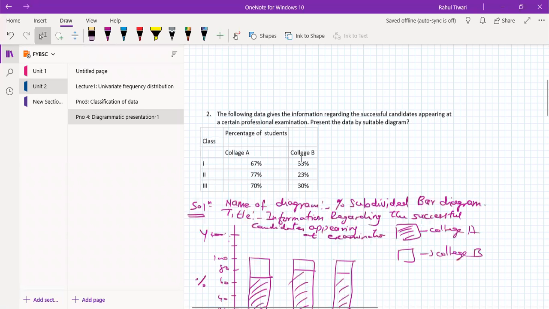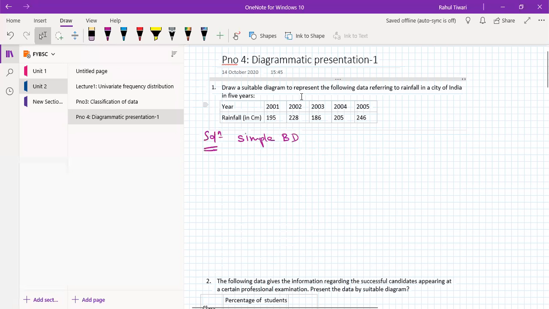So this is your practical number 4, which is diagrammatic presentation 1. So you can just take down today's date. So I'm just sharing the feedback, not feedback, that is called attendance sheet for today's practical. And you just fill it now.